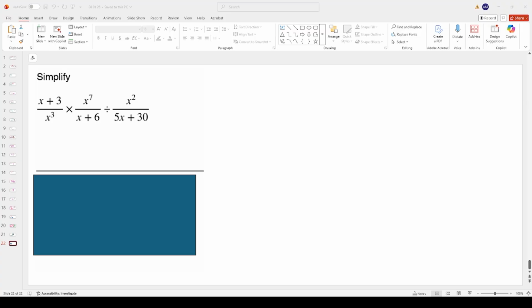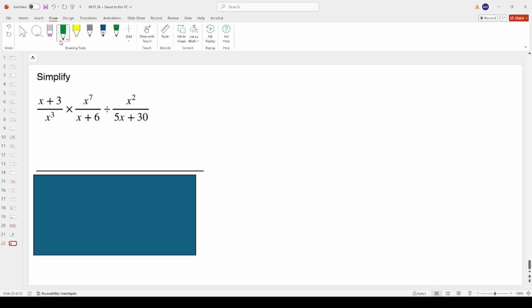You can flip the last one. So it's keep, change, flip, isn't it? So if I were to keep the first one, so x plus 3, x to the 7, x to the 3, and then flip the other one.